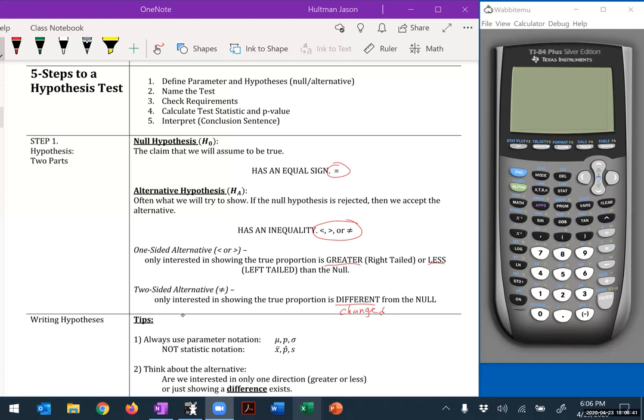Let me test my speed. Thank you. Yes, there we go. Okay, finish.